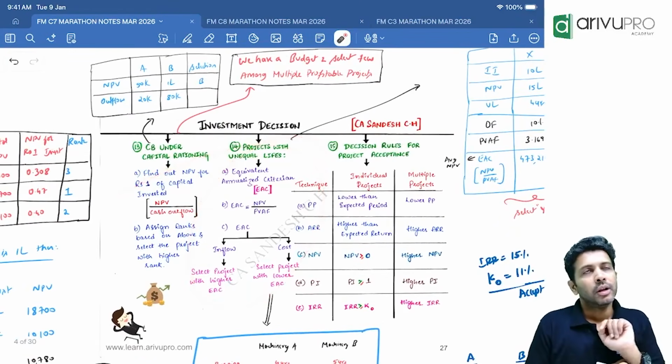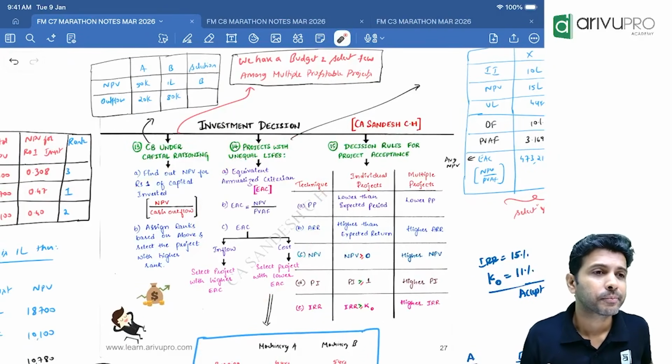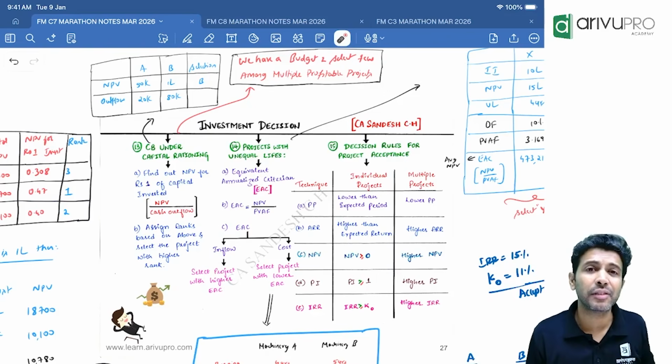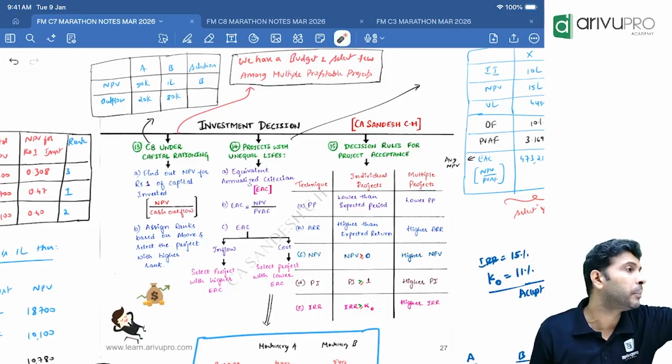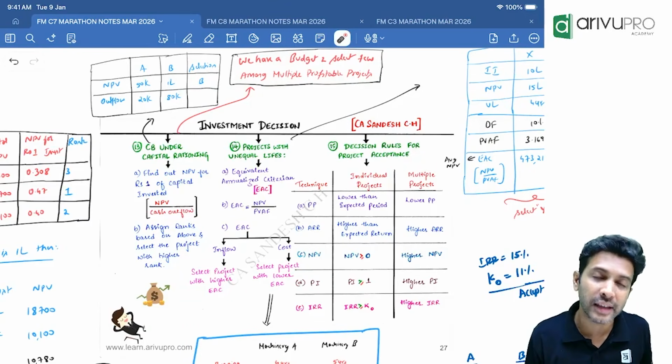Next, initial investment is the same, but the project's life is the same or different? If life is different, which technique do we have to use? EAC technique. But before you apply EAC, check whether they have given you only cost data or NPV data. So first of all, how do you find out EAC?